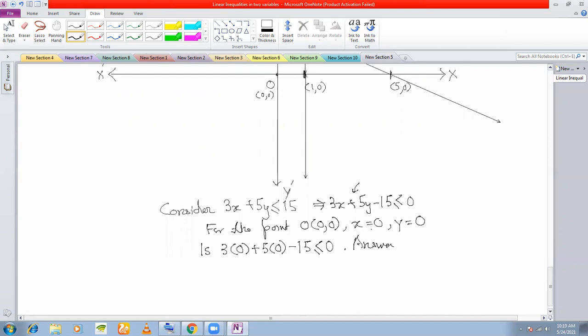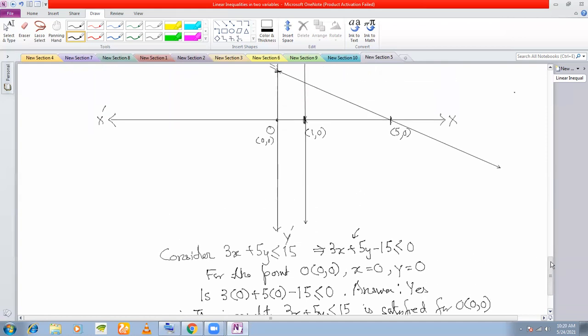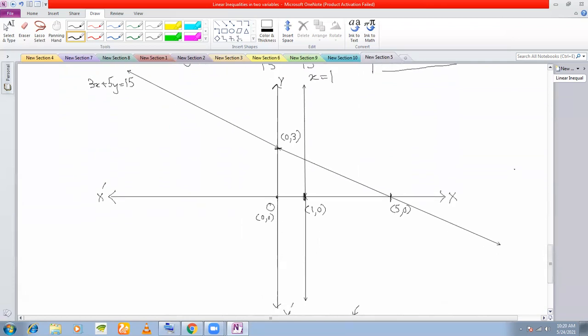Is it? Yes. It is less than or equal to 0. That means the inequality 3x plus 5y less than or equal to 15 is satisfied for the origin. That means if it is satisfied, which side will the solution lie? It will lie on the origin side, right? So we will shade the origin side.